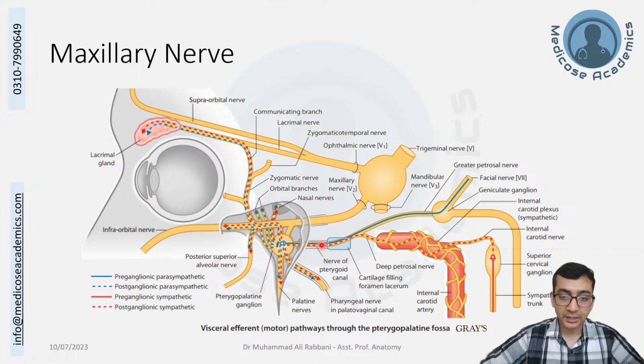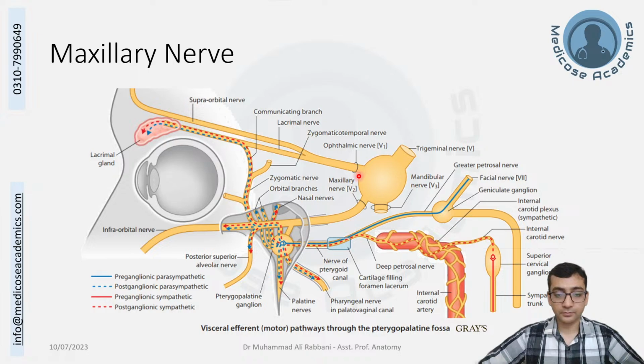That root is called the nerve of the pterygoid canal, and we will discuss what is behind it again in the cranial nerves. From the geniculate ganglion of the facial nerve comes the greater petrosal nerve. Through the internal carotid artery sympathetic plexus comes the deep petrosal nerve. They join to form the nerve of the pterygoid canal. In the foramen lacerum, it enters this canal and it exits to form the pterygopalatine ganglion.